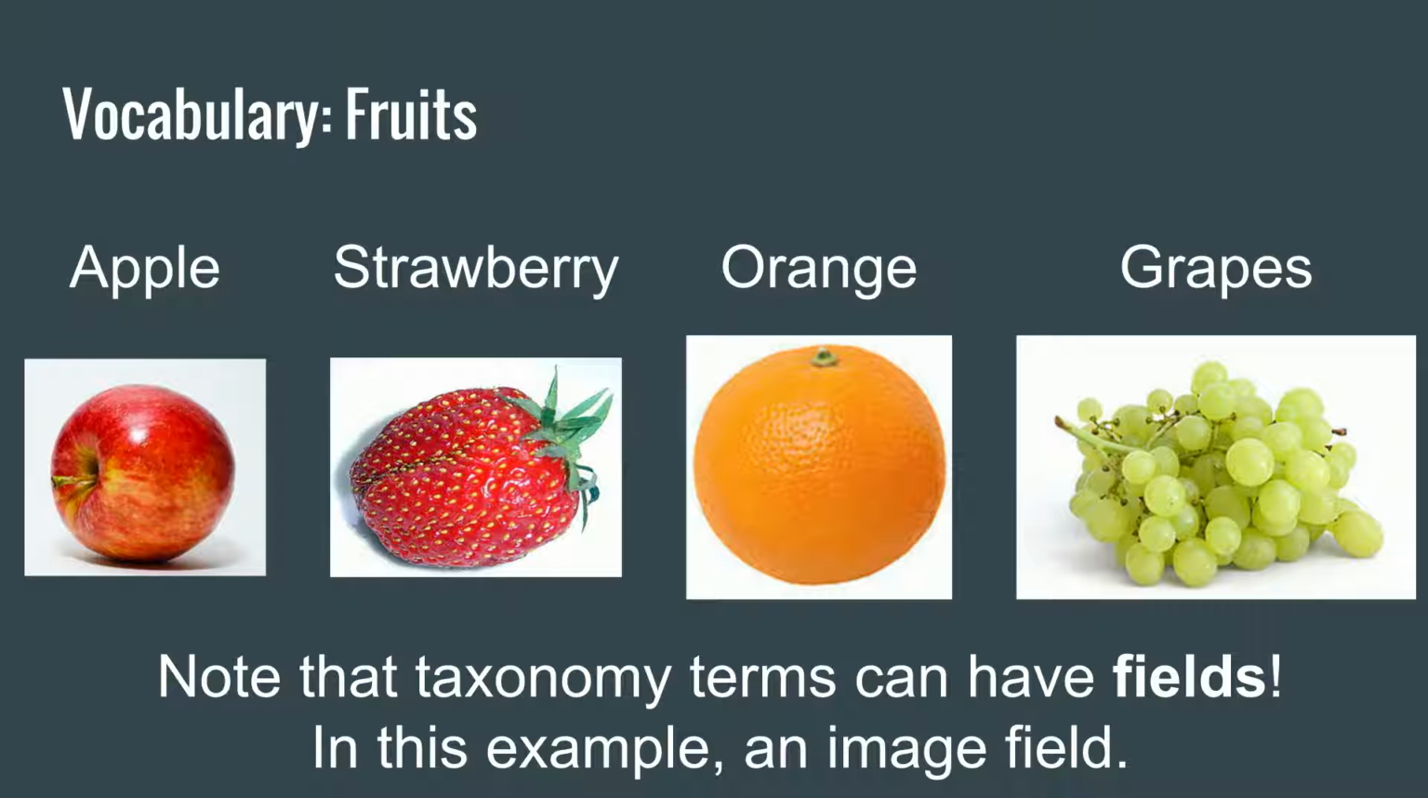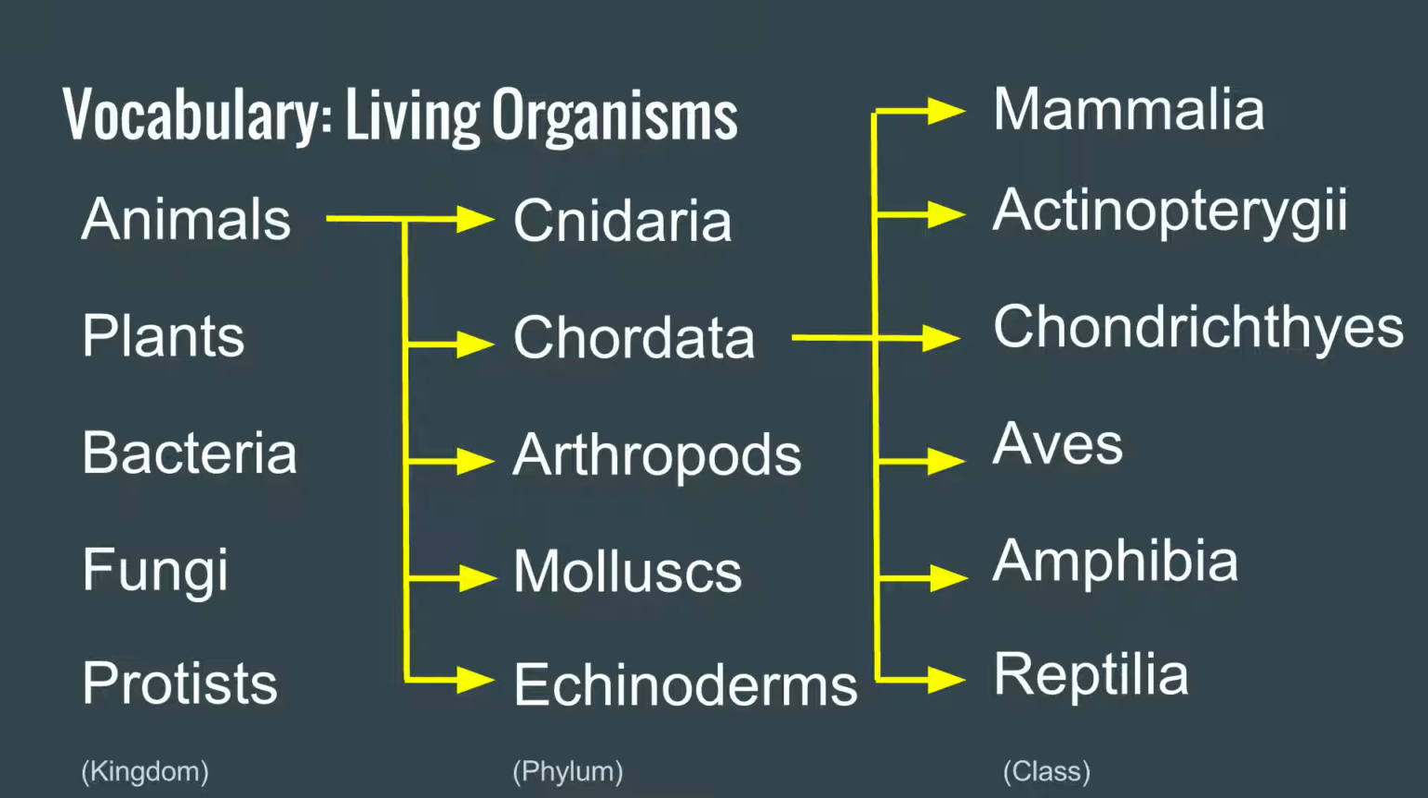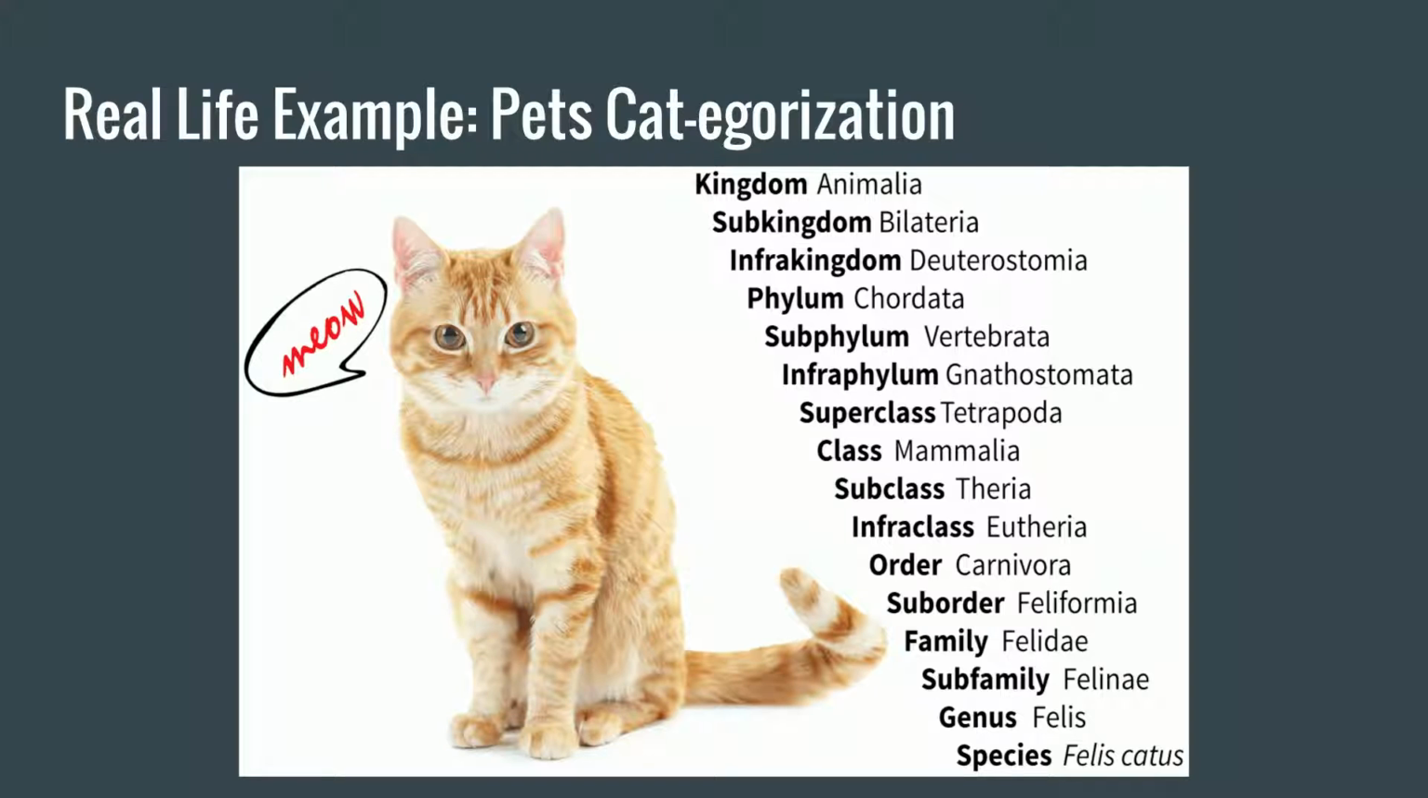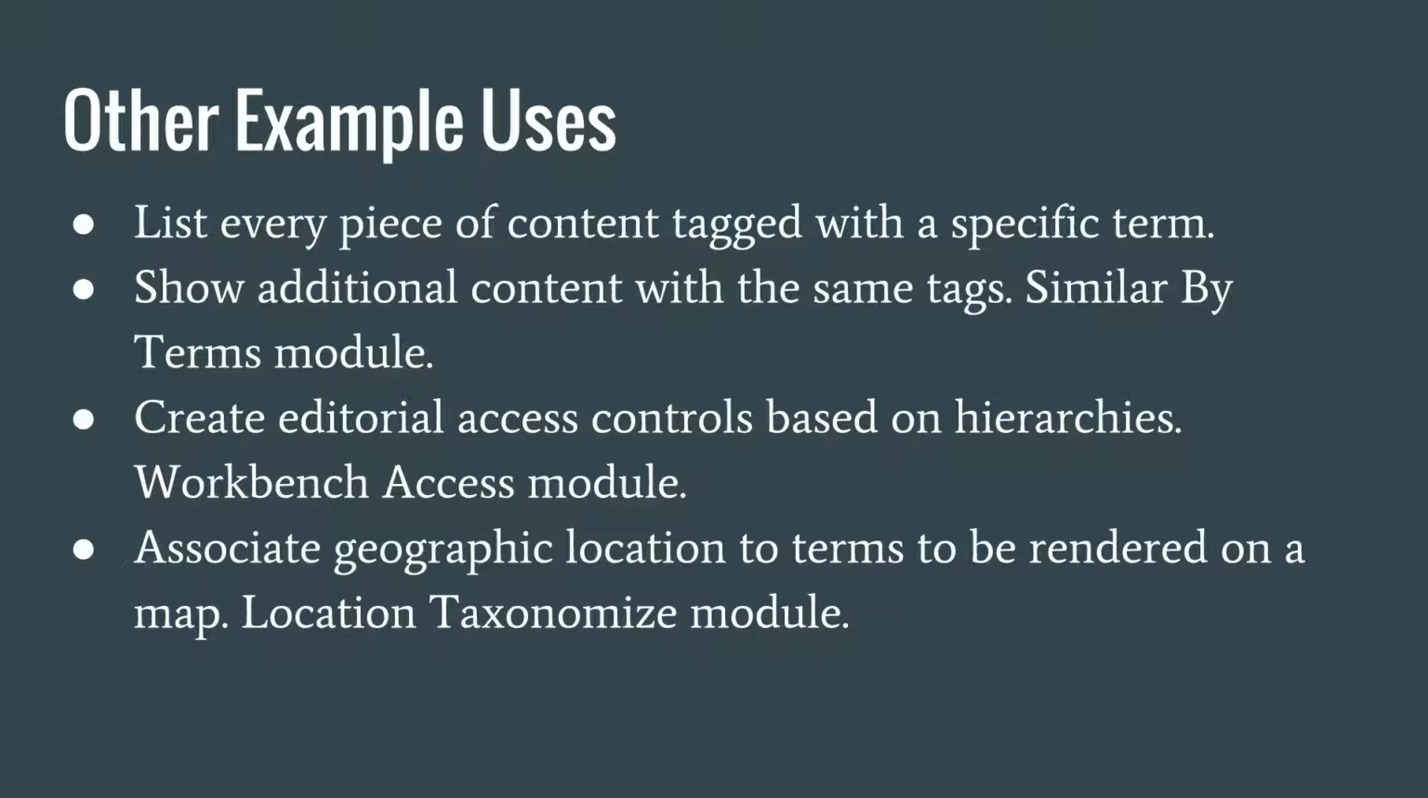In addition to this, vocabularies can be hierarchical. So this is a vocabulary about living organism classification. We are supposed to be animals in the chordata phylum, in the chrono something class, and deep there, we are humans. So a real life example of this is for animal categorization. We can have a vocabulary with all of these: kingdom, subkingdom, all the way to species.